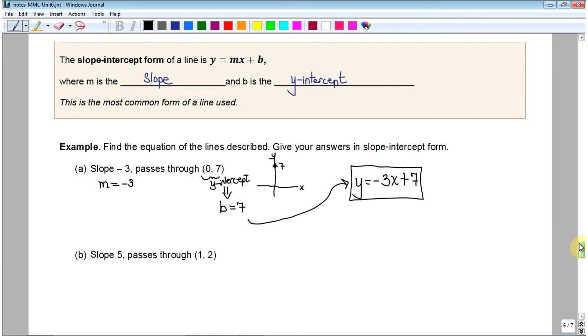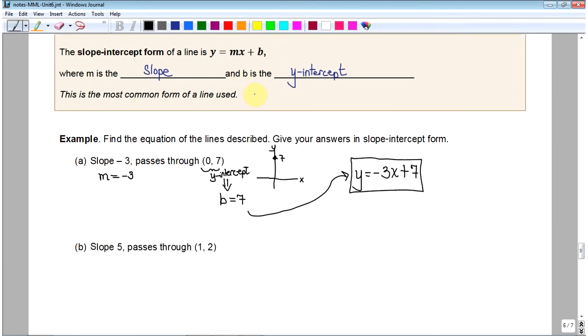Now where this becomes a little more challenging is if we don't have the y-intercept. So in example B, we have the slope of 5, but it passes through the point 1, 2. 1, 2 does not lie on the y-axis, so this is not the y-intercept. So that means that you cannot plug in either of those values for b. So this is a process that you can follow to figure out your value for b.